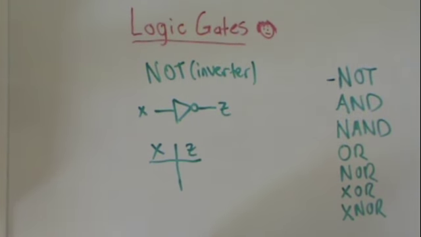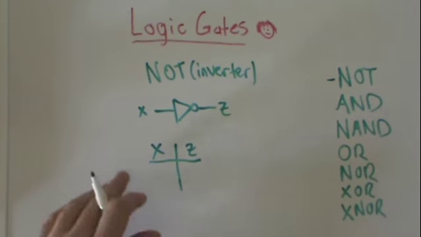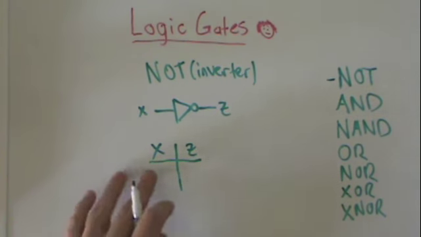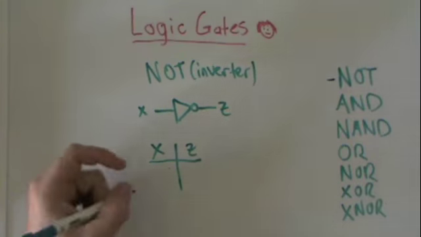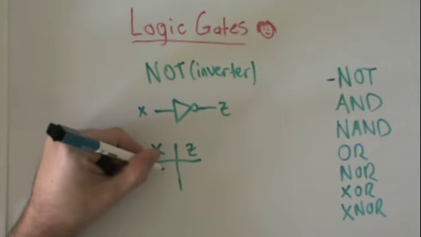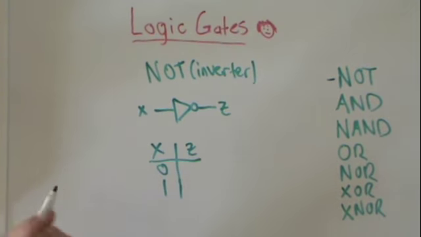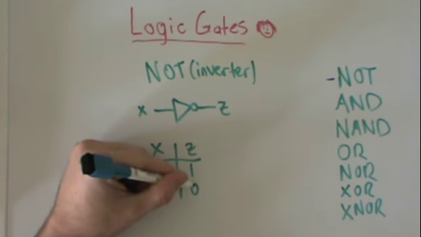That's how many combinations you have. If we had 2 to the 2, that is 4, we'd have 4 combinations. If we had 8, 2 to the 8 is whatever it is, we'd have that many combinations. So that's all that is. Since we have one input, we just have 2 possibilities, 0 or 1, and the output is going to be the opposite of the input.